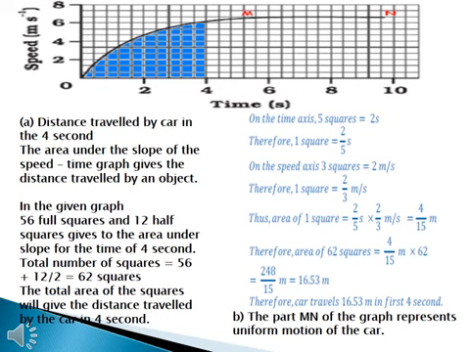The second part of the question is: the part MN of the graph represents uniform motion of the car. It is seen from the graph.